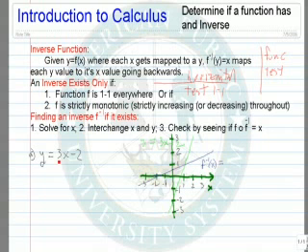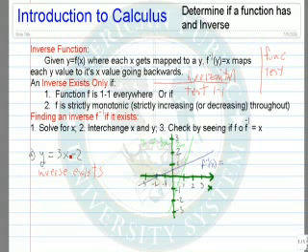So let's take y equals 3x minus 2. We want to determine, does this function have an inverse? So is it one-to-one? The graph on the side is in green, and we can use the horizontal line test. It never hits twice. So therefore, an inverse does in fact exist.